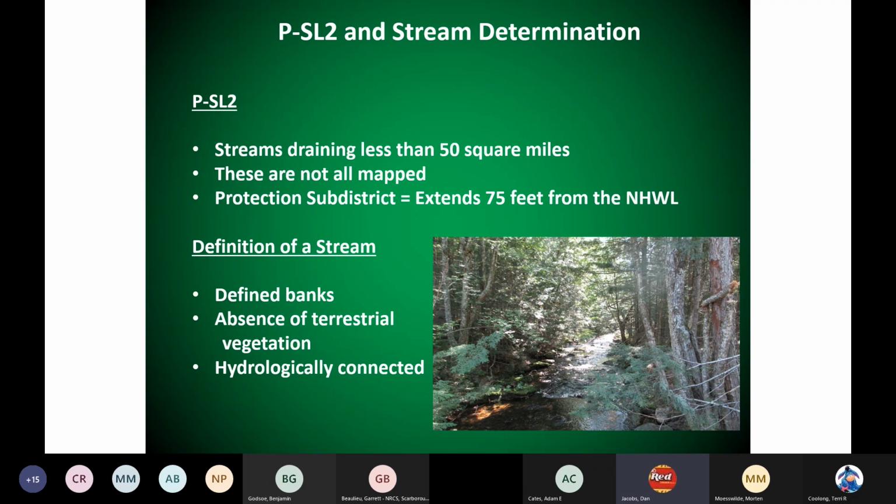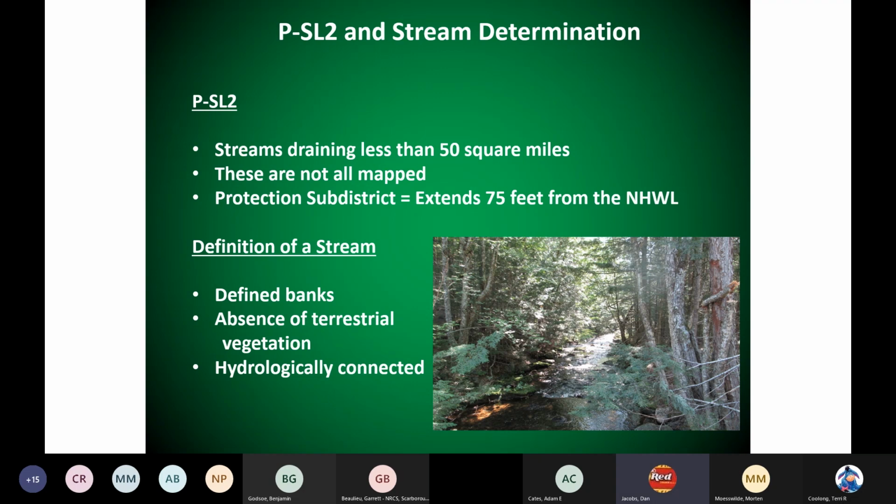PSL2s and stream determination. So part of this slide is very similar to one of Adam's slides, which is kind of nice that it's not all new information. PSL2s are streams that drain less than 50 square miles. These are not the big rivers or very significant streams, but they can be nice trout streams and well-defined streams with a lot of value, recreational, aesthetic, wildlife. I will warn you that not all PSL2s are mapped. What I have found with the mapping by LUPC is the very small streams, mostly the ones draining less than 300 acres, are not all mapped.